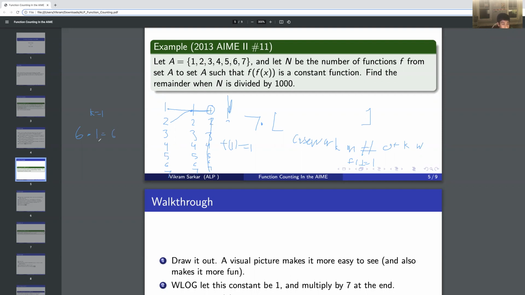K equals 2. Let's say there are 2 things that map to 1. And the way we can choose them is 6 choose 2. Now, by the same logic, 4, 5, 6, 7 must all map to things in 2, 3. So how do we count them? Well, 4 has 2 choices, 5 has 2 choices, 6 has 2 choices, 7 has 2 choices. So 2 to the power of 4. This is 15 times 16. This is 30 times 8, which is 240. I'll underline these because these are important.